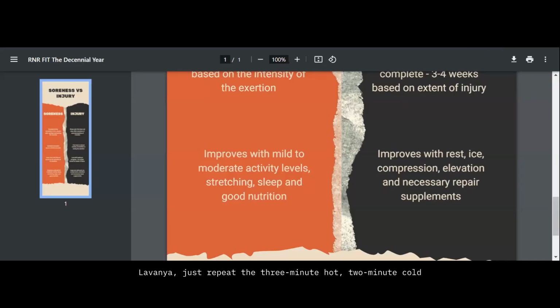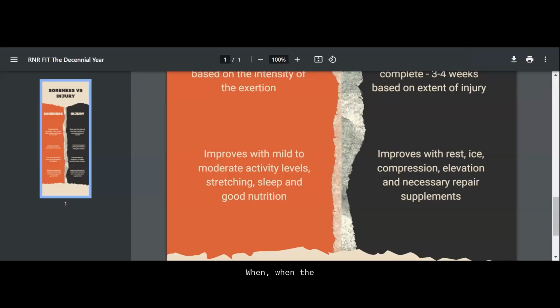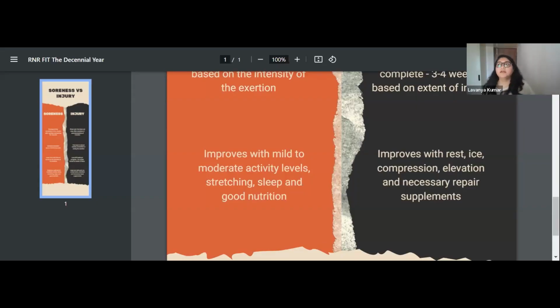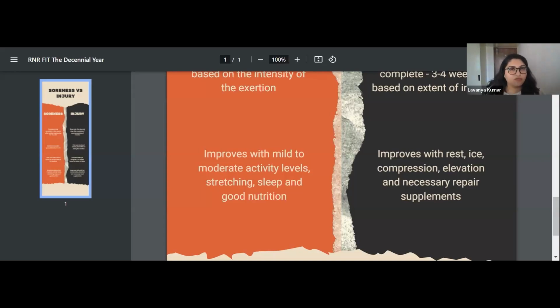Lavanya, just repeat the 3 minute hot, 2 minute cold. When is this to be done? Preferably twice a day. And when you want to reduce the swelling, say the athlete just fell, right after the injury or the event, you go ahead and do that. And after about 4 to 5 hours, you repeat that. 2 to 3 times in the day shouldn't be a problem, as long as there's about 4 to 5 hours of gap in between.